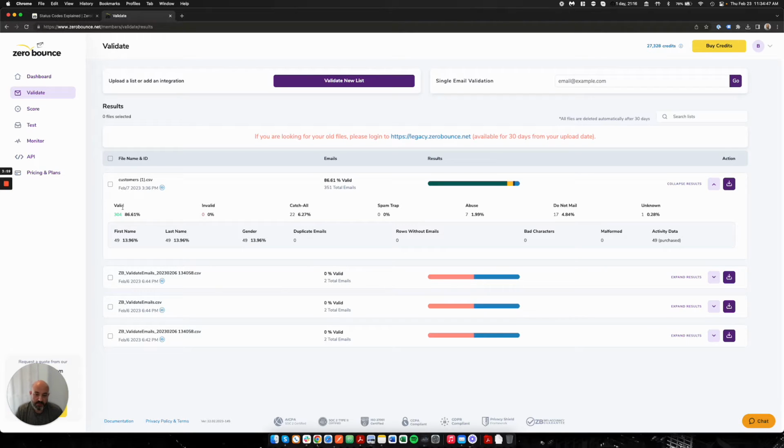There's two different types of spam traps. There's recycled and there's pristine. A recycled spam trap would be something like a very old Yahoo account that hasn't been accessed in 10 years.